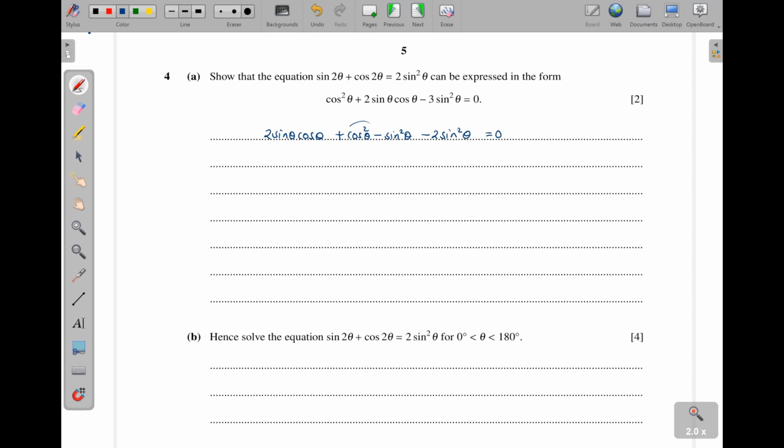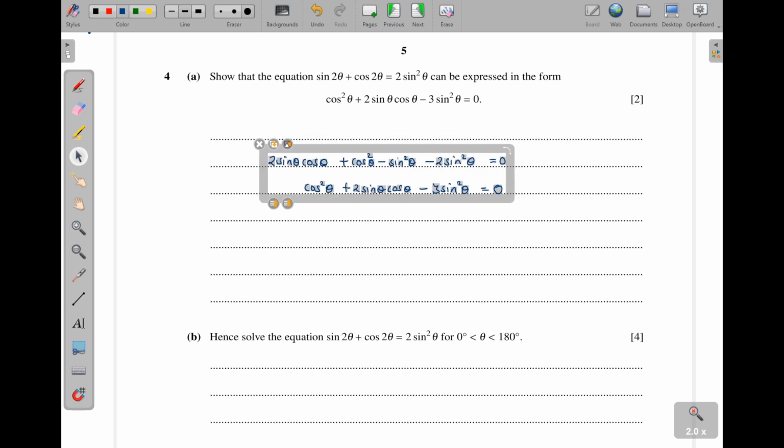Now here I have cos squared, then minus sine squared, then minus 2 sine squared will give me this one here, and then this one is this one, so it is already out. So I'll just conclude by writing it the way it is given. So we shall have cos squared theta plus 2 sine theta cos theta, then minus 3 sine squared theta, just like that. And that is our answer there.